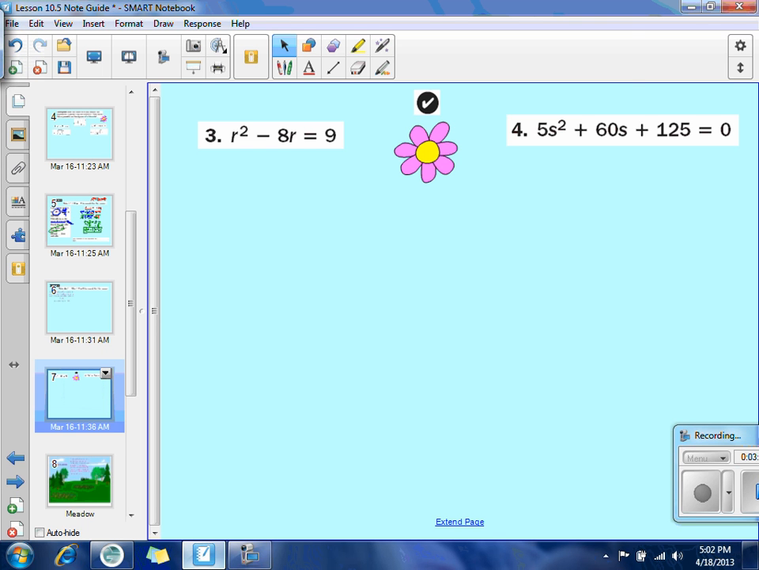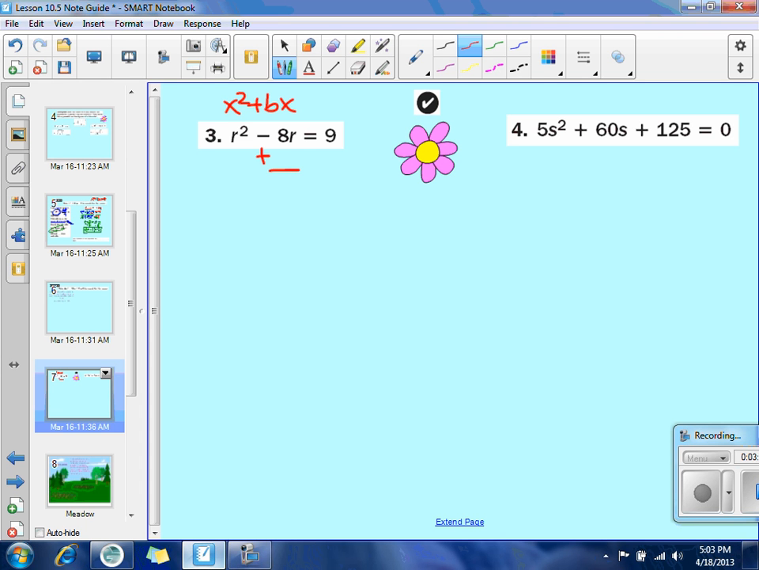So let me walk you through this again. I have my x squared plus bx already by itself. I'm going to add something to this equation to make this a perfect square trinomial. To decide what I'm going to add, I'm going to take half of b and then square it. Half of b is -4, and -4 squared would be 16. r squared minus 8r plus 16 is a perfect square trinomial. But that means I have to add 16 to this side too. So that gives me 25.